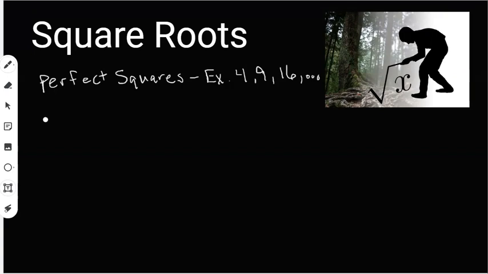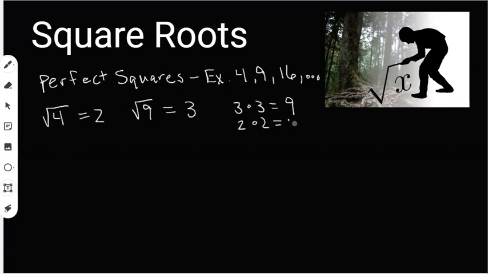So if you have perfect squares, you can take their square roots and get whole numbers. For example, if I take the square root of 4, I would get 2. And if I took the square root of 9, I would get 3. And this is because I have to multiply 3 by itself to get to 9. 3 times 3 equals 9, right? And I have to multiply 2 by itself to get back to 4, because 2 times 2 equals 4.